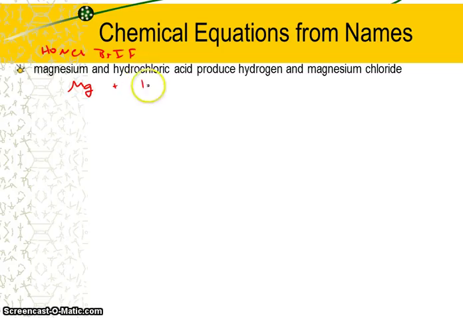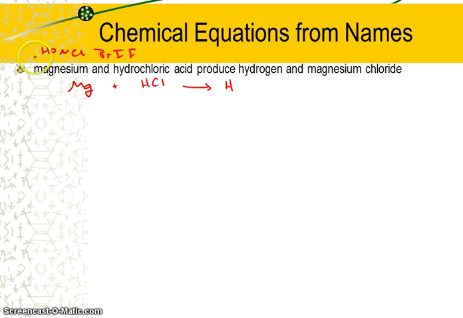We know that acids contain hydrogen as their positive ion. The prefix hydro tells us that there's no oxygen in the negative ion. The chlor tells us what that negative ion is. Hydrogen is a +1, chloride is a -1, so our formula for hydrochloric acid is HCl. When it says produces, we'll put an arrow.